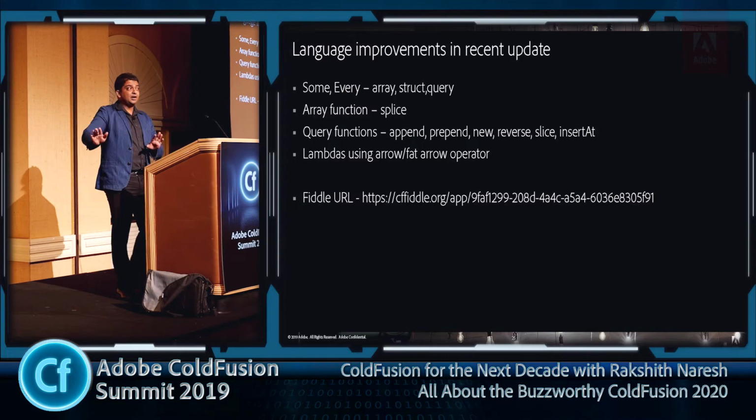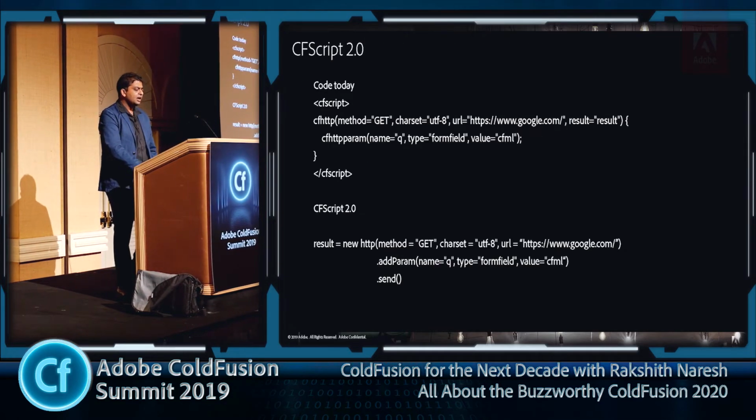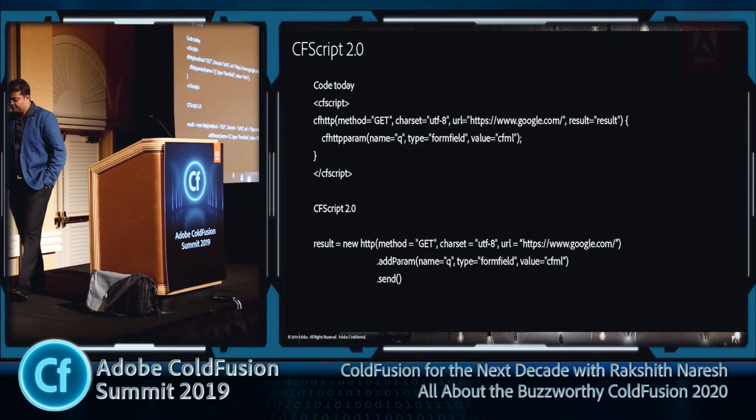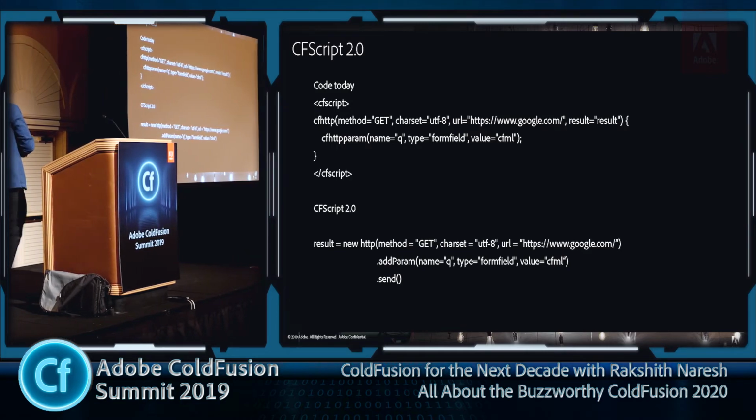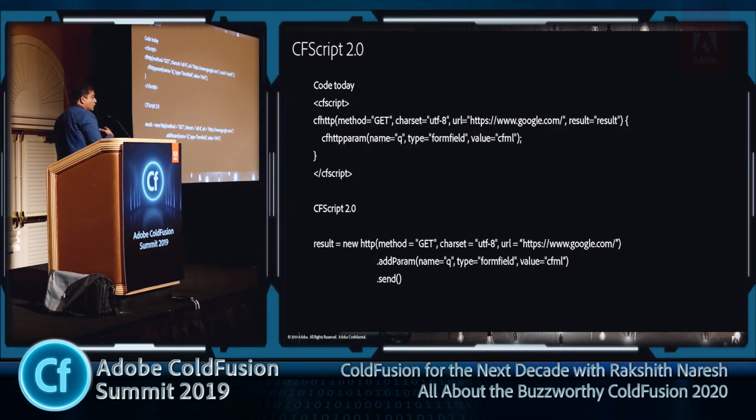So this is available right now in ColdFusion 2018. We also have CFScript 2.0. This was spoken about in the keynote as well. Our script syntax has potential issues because it still looks like a tag. What you see at the top is the tag kind of syntax. It has CF-HTTP and CF-HTTP param. That's how tags work. Script syntax doesn't work that way. Ideally it should be something like a new HTTP, .add param and .send.